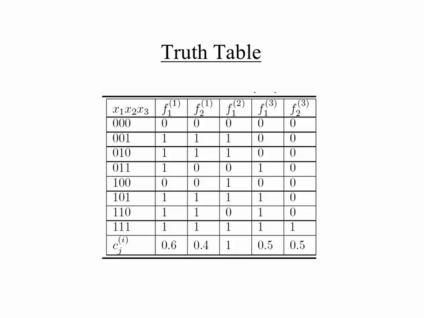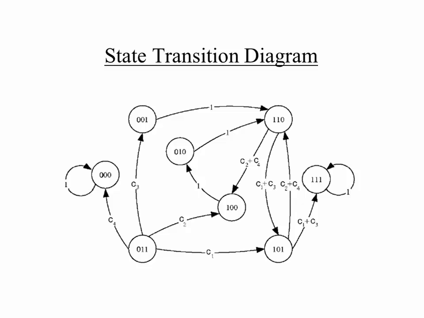So using this information in this truth table, you can actually draw the transition diagram for this particular network. See, if you're in 0, 0, 0, you transition back to 0, 0, 0 with probability 1. If you're in 111, you transition back to 111 with probability 1.